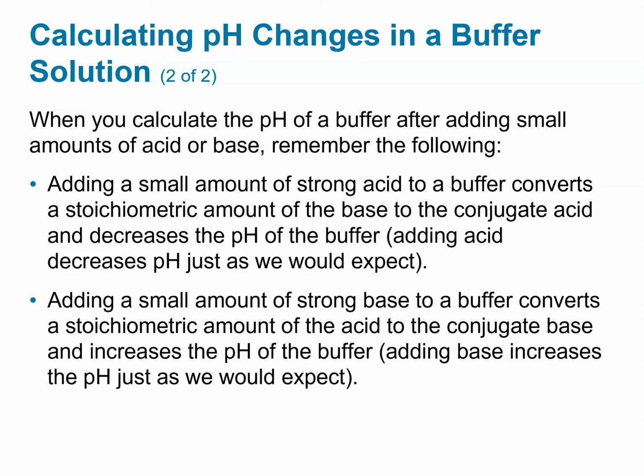So whenever you're calculating the pH of a buffer after adding small amounts of acid or base, remember that adding a small amount of strong acid to a buffer is going to convert a stoichiometric amount of the base to the conjugate acid and decrease the pH slightly. And adding a small amount of a strong base to any buffer is going to convert a stoichiometric amount of the acid to the conjugate base and slightly increase the pH of the buffer. These are all mental checks that you're going to need to have in place.